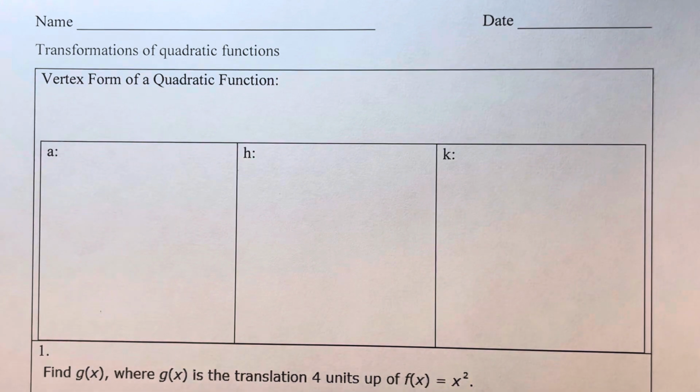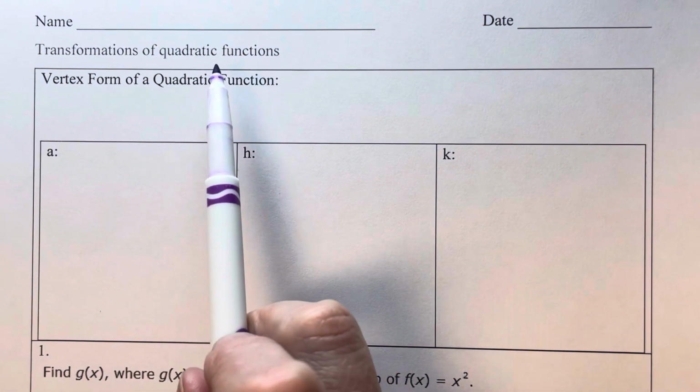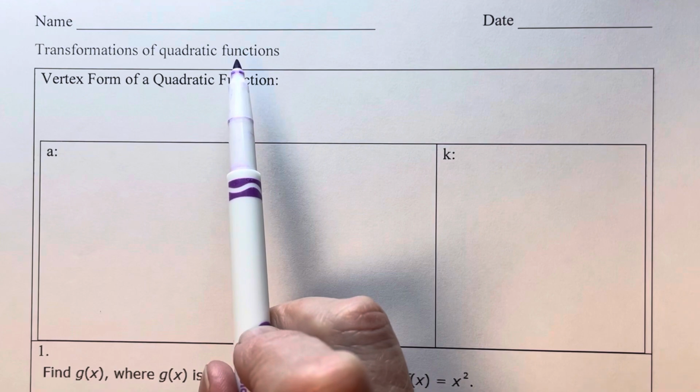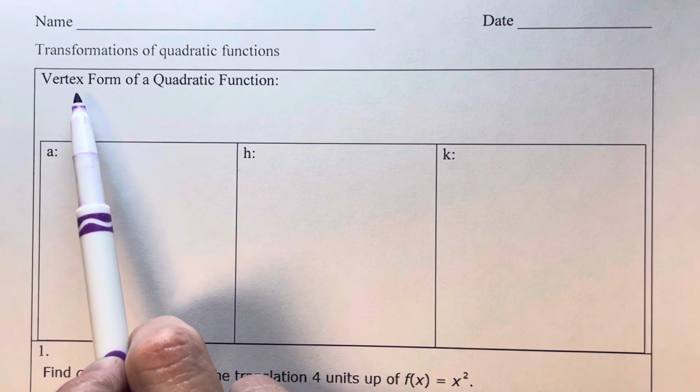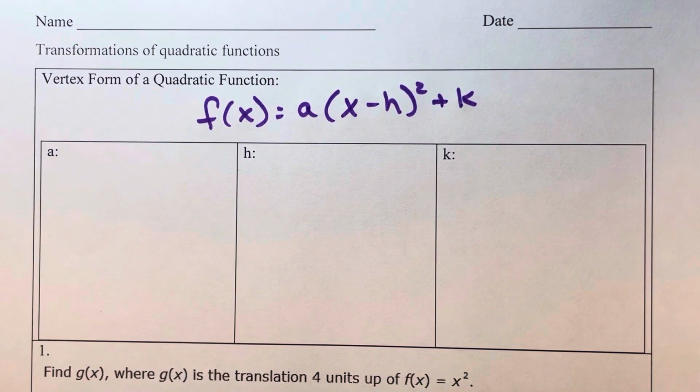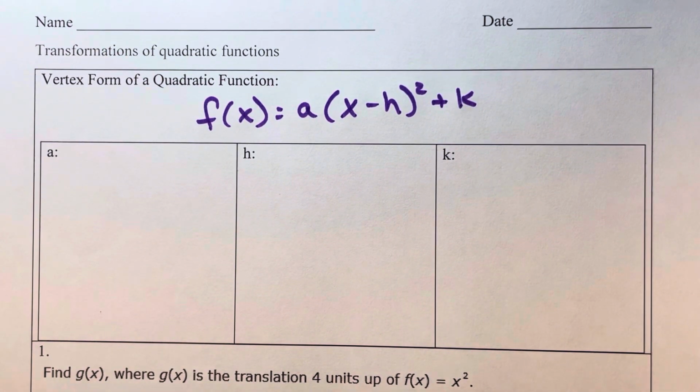In today's lesson, we're going to look at transformation of quadratic functions, and we're going to be looking at them from the vertex form of a quadratic function. While the vertex form looks very different from the standard form that we discussed in a previous lesson, you end up with the exact same shape, the exact same values, the exact same tables.